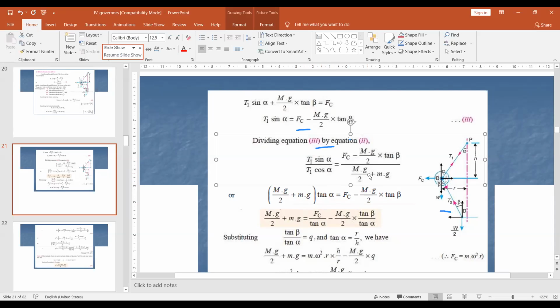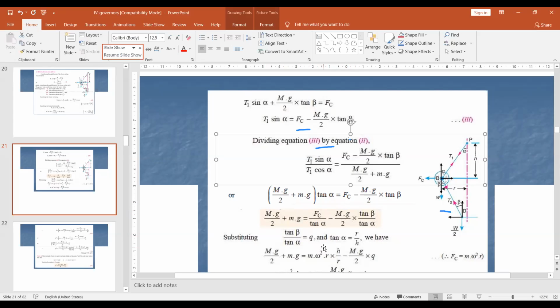Then the denominator is also sent to the other side. Numerator and denominator can be sent to the left side. So then (capital mg by 2 plus small mg) into tan alpha equals fc minus capital mg by 2 into tan beta. Simplifying, capital mg by 2 plus small mg equals fc by tan alpha minus capital mg by 2 into tan beta by tan alpha.